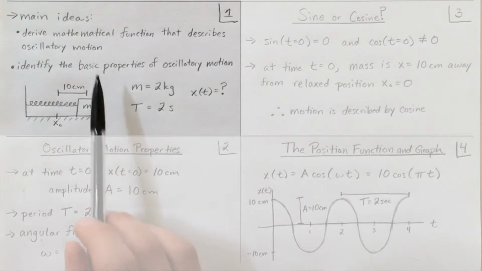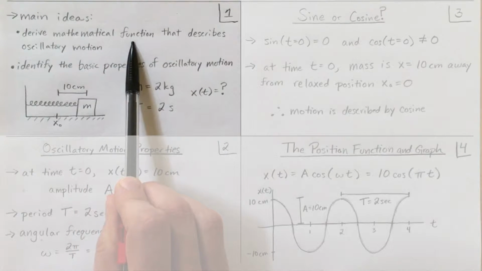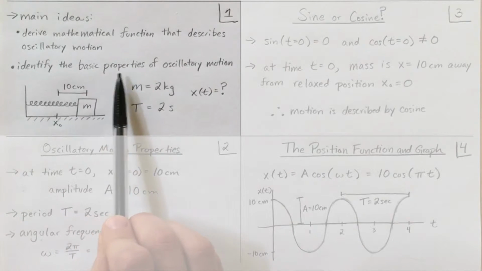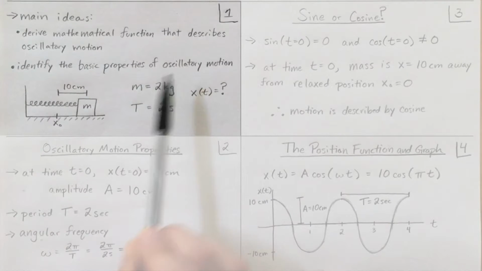In order to do this, we need to know what mathematical function will describe oscillatory motion, and we need to be able to identify basic properties of oscillatory motion.